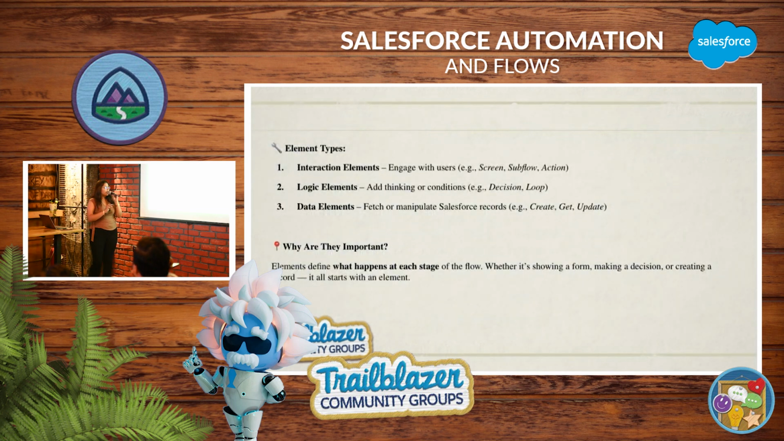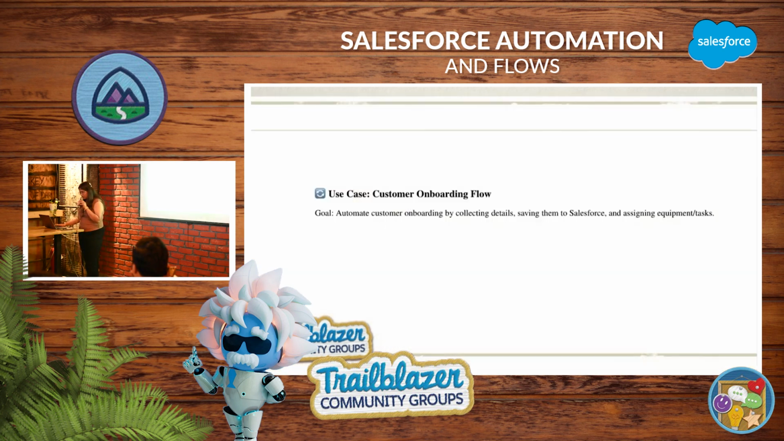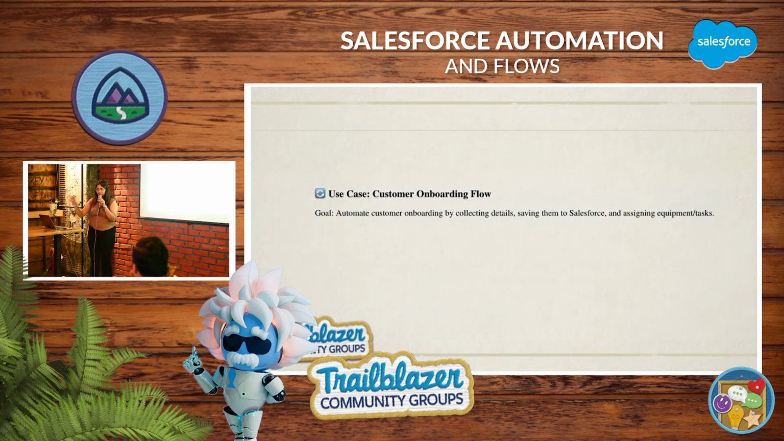So as you can see, element types are these, and why they are important is because they define what happens at each stage of the flow, whether it is showing a form or making a decision or creating a record. So it all starts with an element, right? An element is helping a flow to get built. So now let's talk about each type of element.